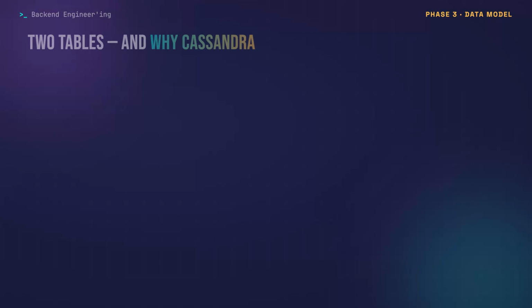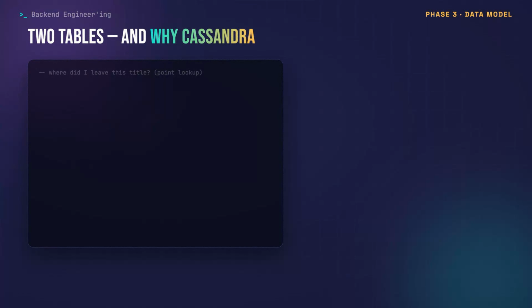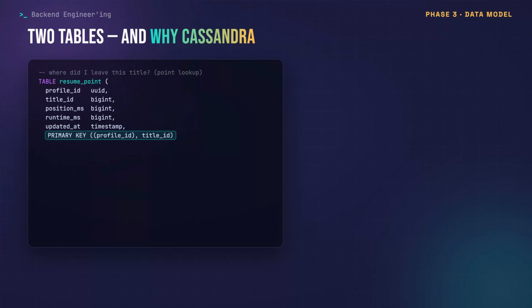This is where the database earns its seat. So let's do it properly. Two tables. The first, resume point, answers one question: where did I leave this specific title? It's keyed on the profile ID and title, and the primary key means the lookup is a single, pinpoint read on one partition.